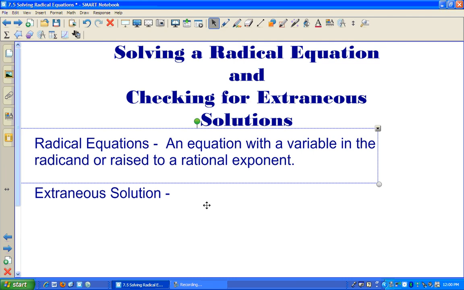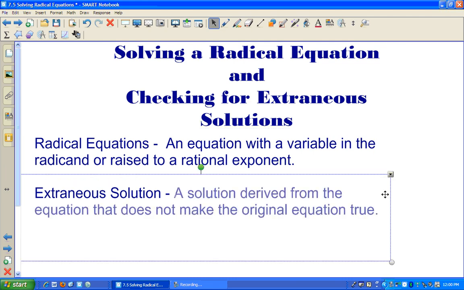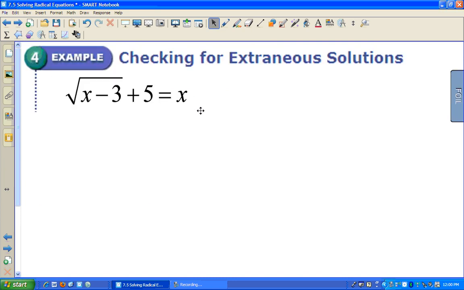Also, make sure we understand extraneous solution. An extraneous solution is a solution derived from the equation that does not make the original equation true. So we're about to see an example. Make sure we know it's a radical equation, and then after we solve it, we're going to have to check for extraneous solutions. We start out with the square root of x minus 3 plus 5 equals x.